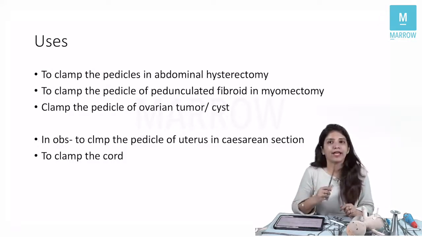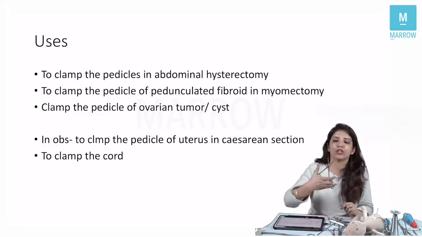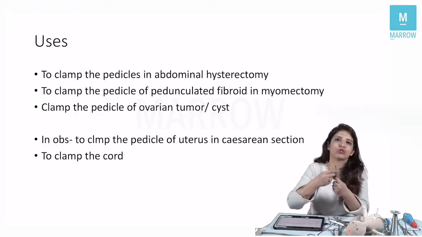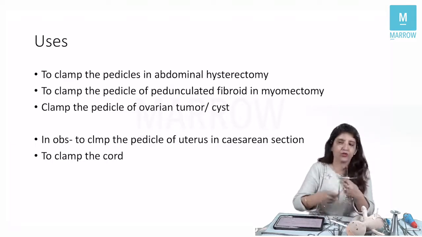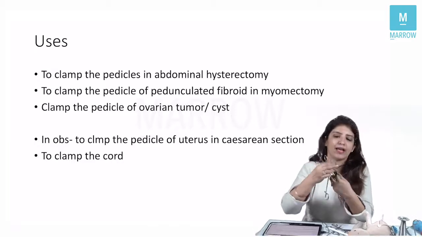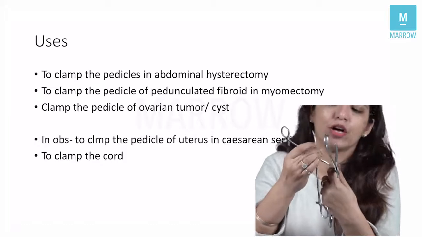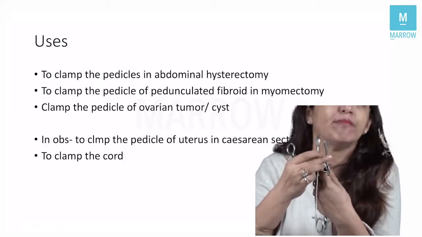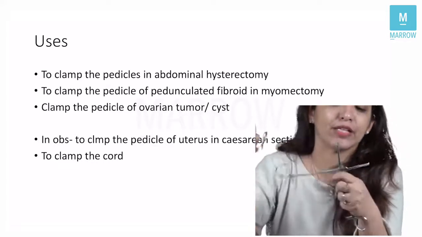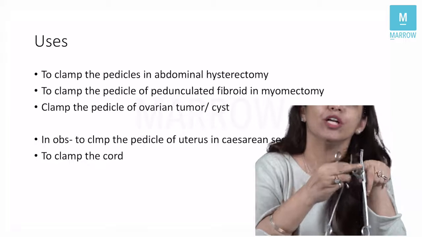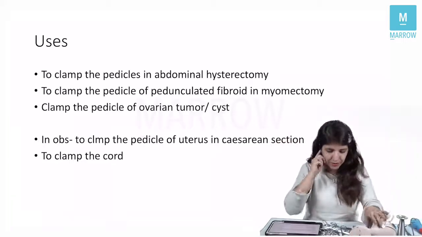Now, like Cocker's forceps was used to clamp the umbilical cord, similarly, you can use Maingot's uterine clamp also to clamp the umbilical cord. Again, if you want to see the difference between Cocker's and Maingot's clamp, both of them will have one tooth and two teeth. But in Cocker's, there will be transverse serrations. In Maingot's, on one side there will be a longitudinal bar, and on the other side a longitudinal groove, right?